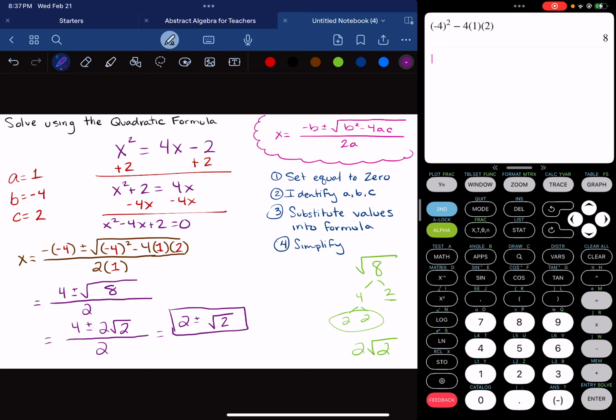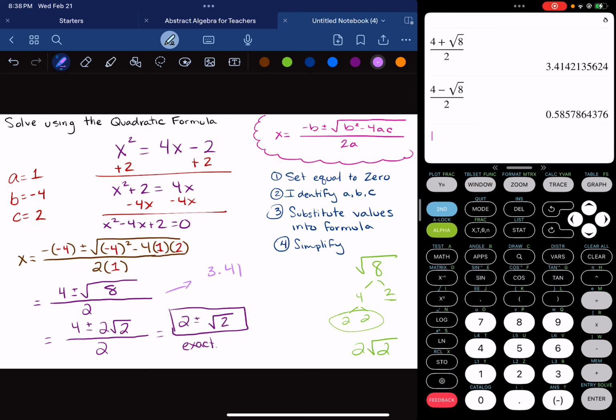as an exact answer. So remember, this is the exact form. If I want the decimal form, then I need to go to the calculator for that. Math, left, enter. I get 4 plus the square root of 8, all divided by 2. I get 3.41. Alright, so as a decimal, I get 3.41 from the calculator. And then if I want to find the same thing with the minus sign, I delete the plus and use a minus in its place, and I get 0.59.